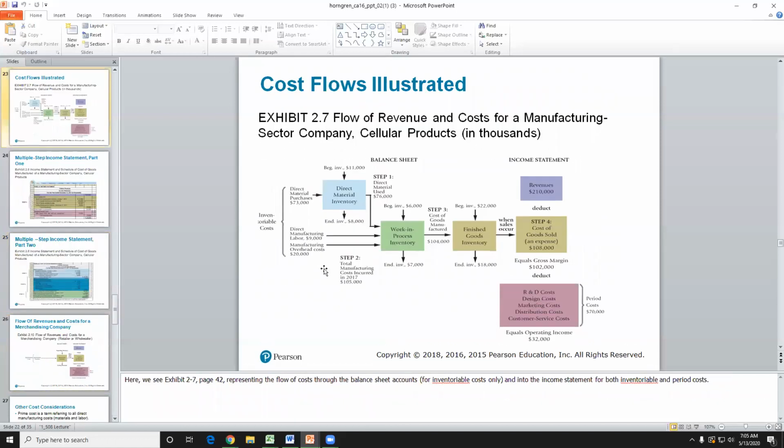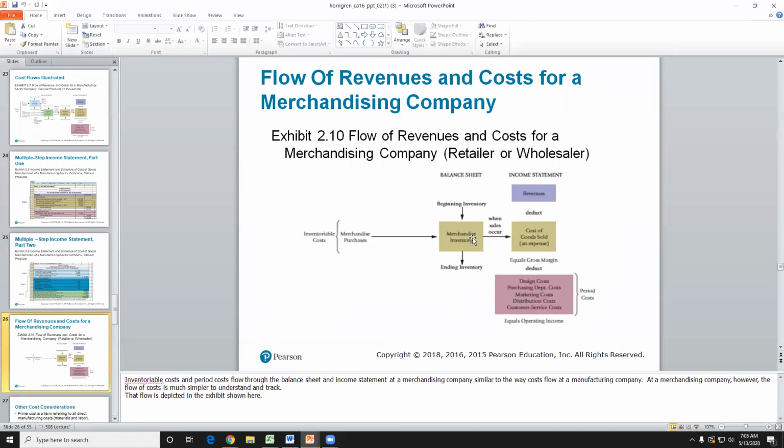Okay, so here's the flow in a manufacturing facility. Direct materials goes to work in process, to finished goods, and all of this is on the balance sheet. And then when I sell the product, it goes to the income statement as a cost of sale. A merchandising company typically doesn't have stock rooms and work in process. They just have finished goods inventory. Again, on the balance sheet, it goes to the income statement when sold.